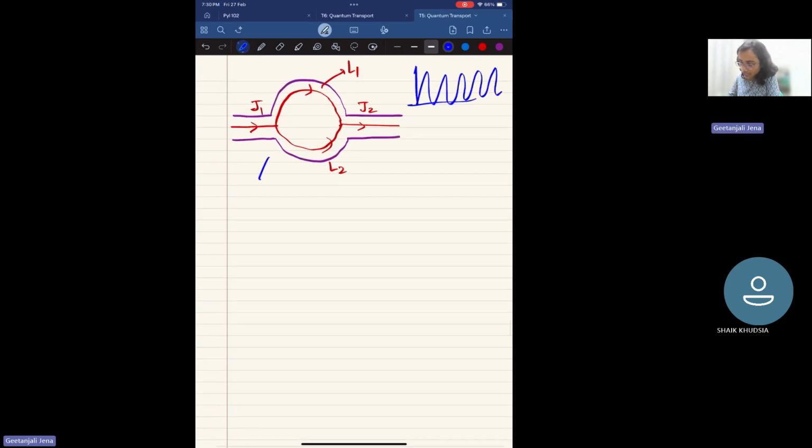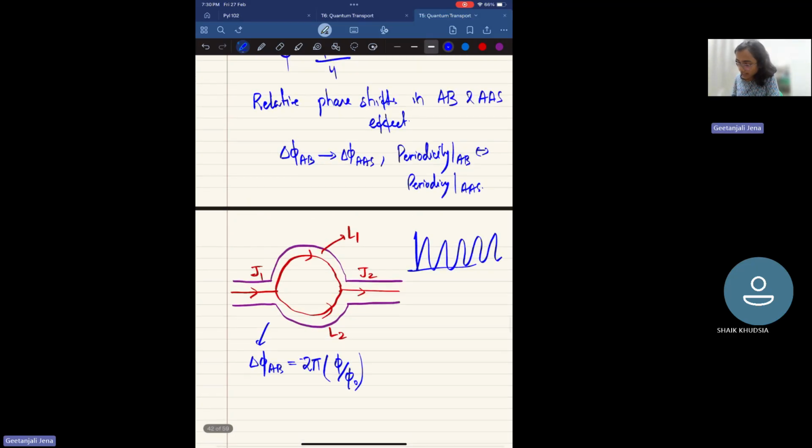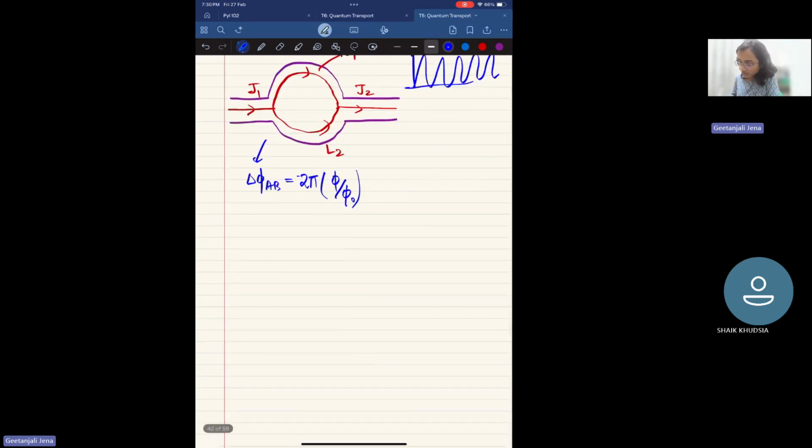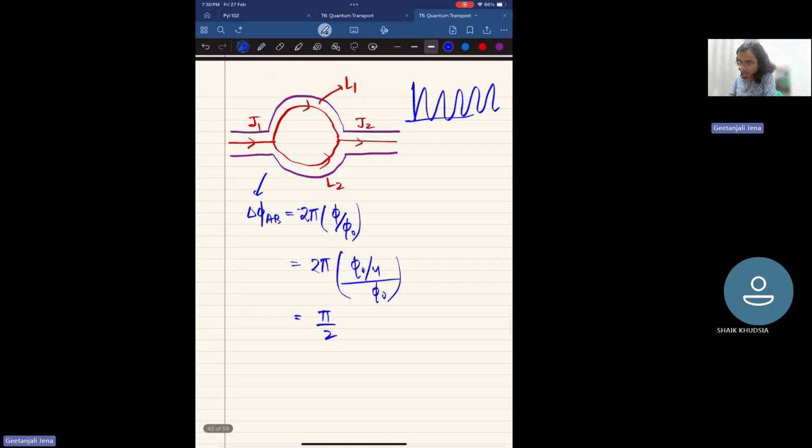So del phi for the AB phase, this we have calculated by taking the vector potential. And if you recall, it is given by 2 pi phi by phi 0. Given phi is phi 0 by 4, if you put it here, this will be pi by 2. So the phase shift for the AB phase is pi by 2.